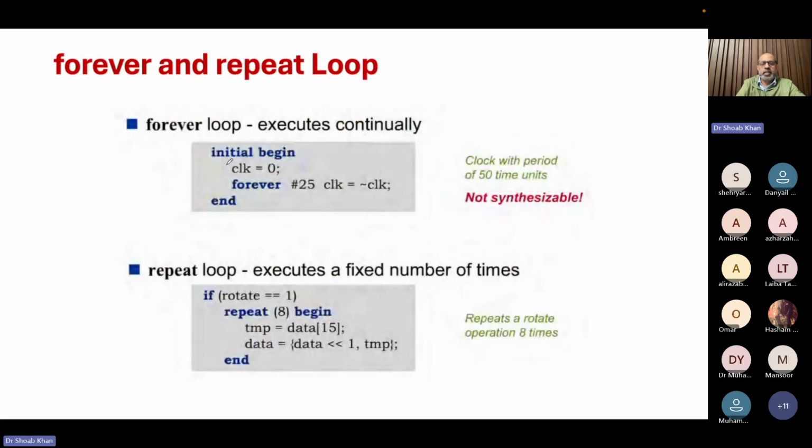This we have already seen in a forever loop. Clock is inside an initial block. It says clock is equal to 0, forever. After every 25 time units, you generate a clock. So 0, then it is 1, then it is 0, then it is 1. Every 25 time units, it just switches. And repeat is something where you say repeat 8 times.